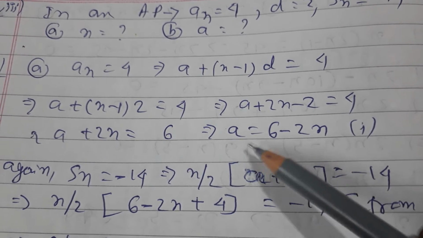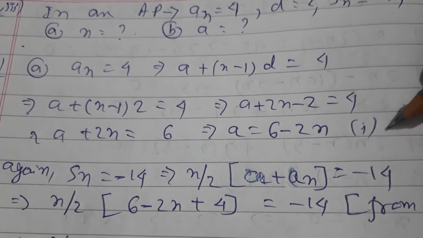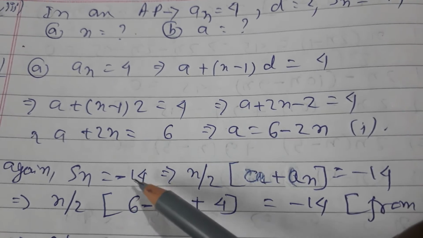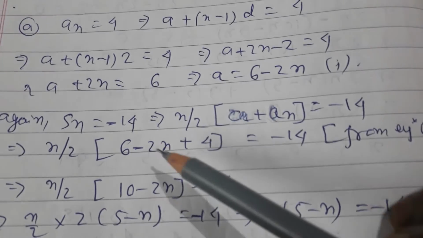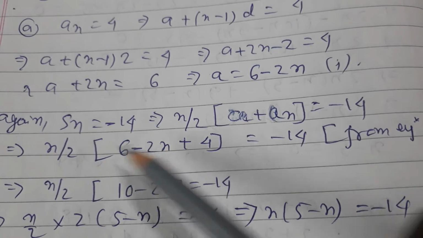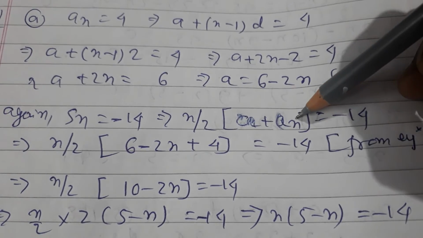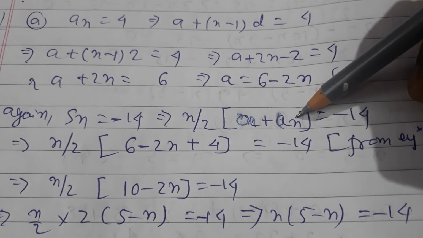So a equal to 6 minus 2n. This is also equation number 1. Now again, Sn equal to minus 14 is given. Now break up the formula of Sn: n by 2 into (a plus l), this is another formula of Sn.